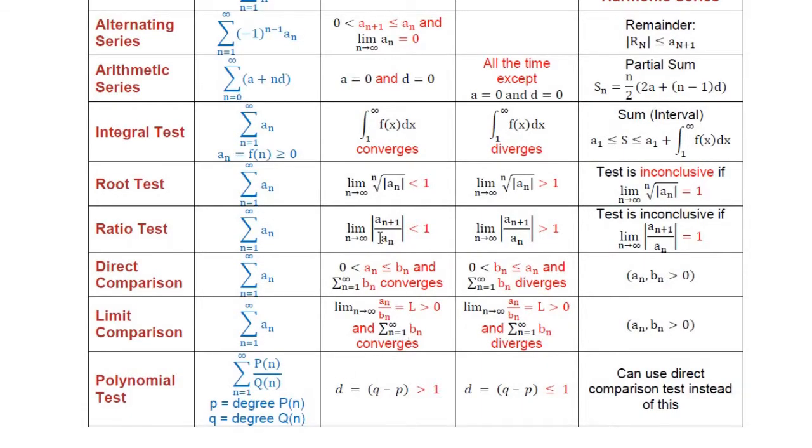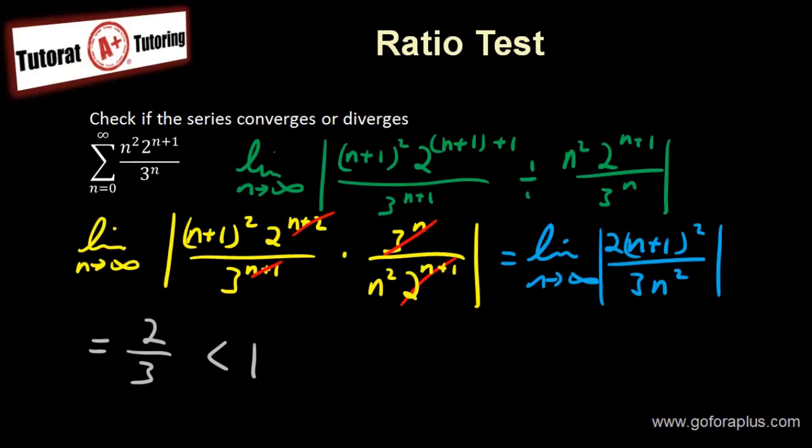Now, if it's smaller than 1, that means it's converging. So this series converges. Now, we don't know what sum it is converging to, but we know that the series is converging.